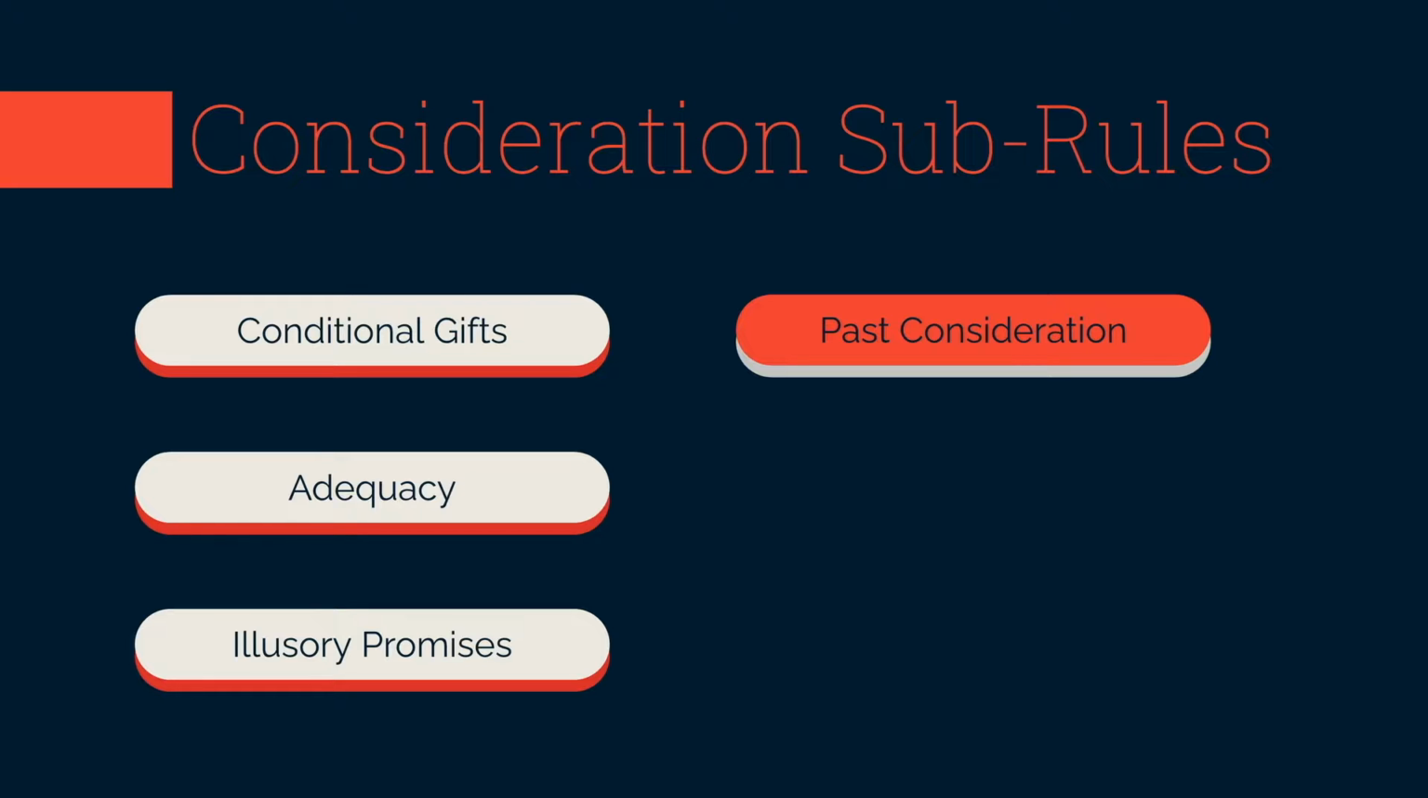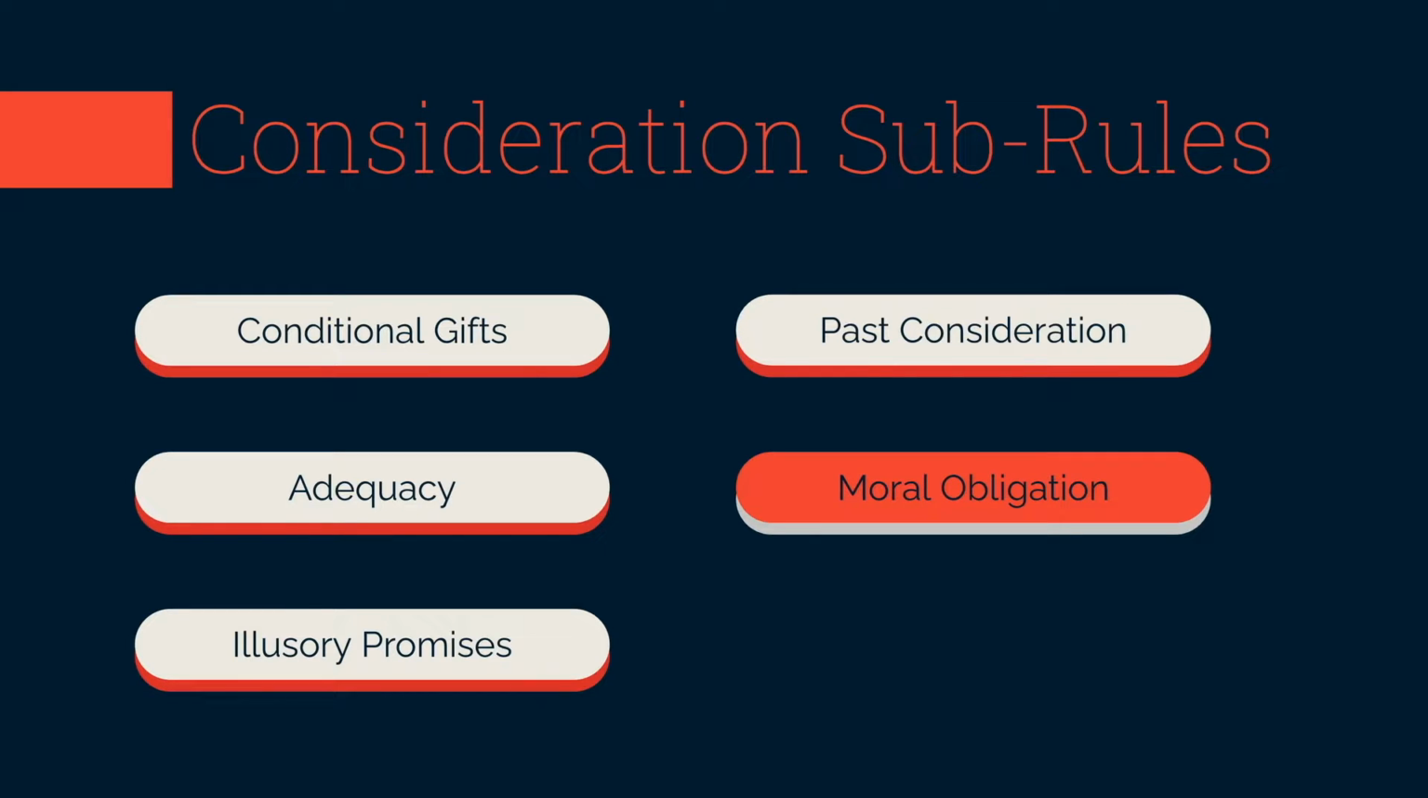We said that past consideration does not satisfy the element of consideration either, because when a promise is made in recognition of something that has occurred in the past, the promise is not what induced it. It's merely recognizing something that's already occurred. The promise couldn't have induced something the promisee did in the past because it's already occurred. So past consideration does not satisfy the element of consideration.